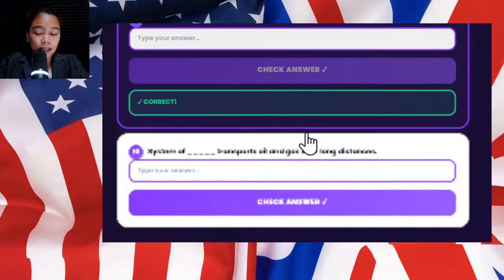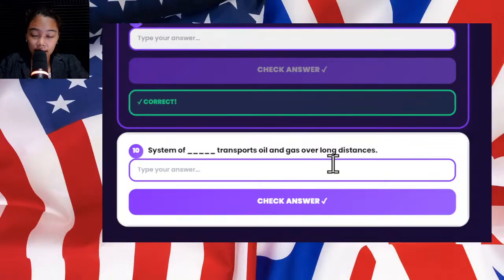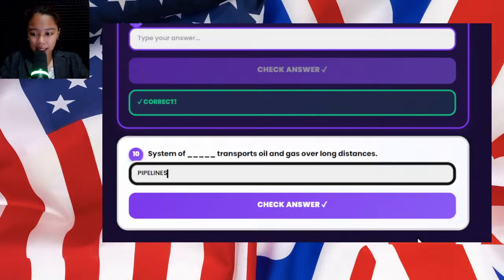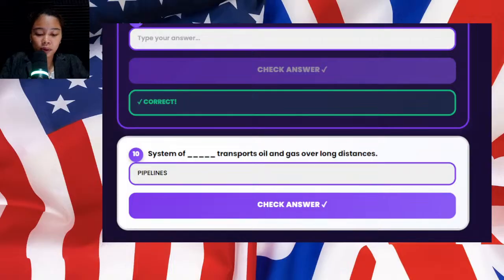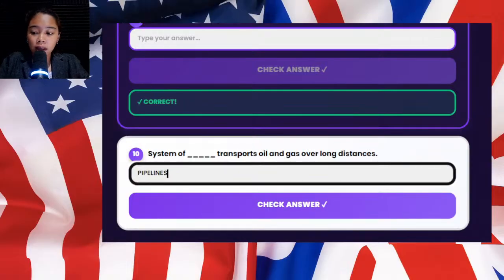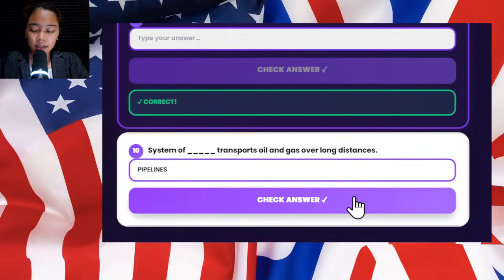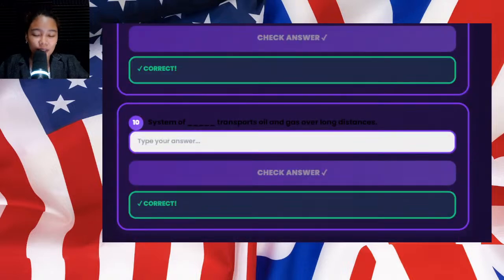Again, this is a system of blank that transports oil and gas over long distances. It starts with letter P. That is pipeline, or let's say pipelines. Of course, we refer to plural here. So again, the answer is pipelines. That is the spelling. Pipelines. Now, let's try to read the whole sentence. System of pipelines transports oil and gas over long distances. Let's check the answer. Okay, that is correct.